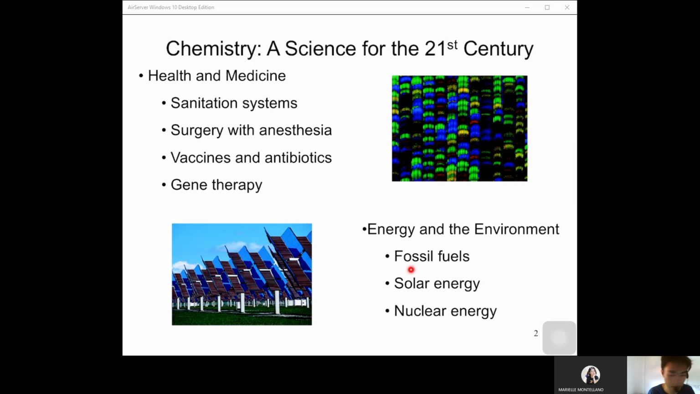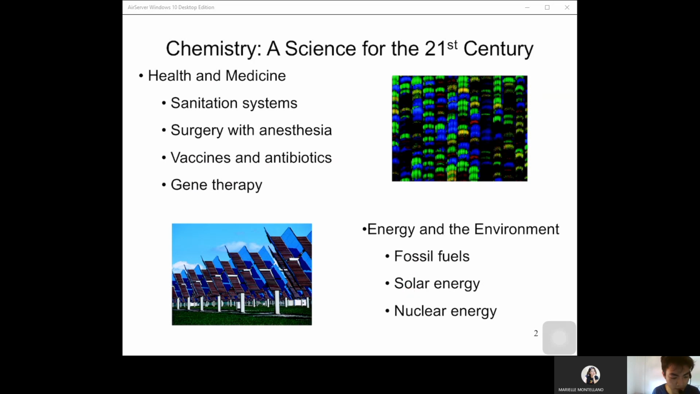Kaya tingin kayo sa LPG nyo sa bahay, if you have, ano yun, butane yun. Chemical compound yun that is combusting na lang, no? So we can harness energy through the idea of combustion, which will be discussed by chemistry. What else? Itong solar energy.